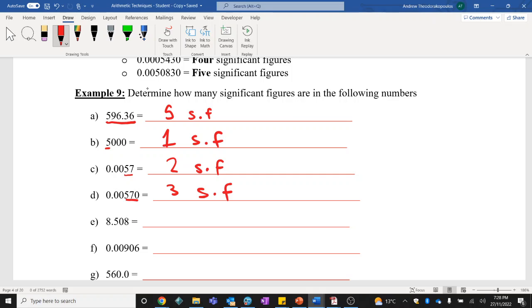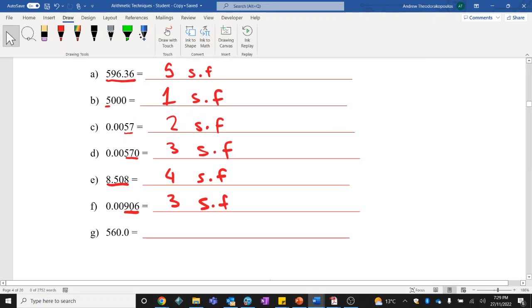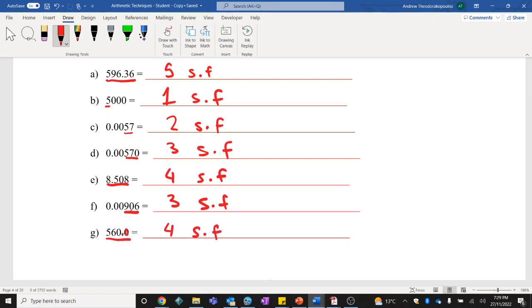Same thing. New rule here. Any 0 that's in between 2 non-zeros is significant. So we have 4 significant figures. Same thing here. This 0 is sandwiched between these 2. So we have 3 significant figures. All right, and now because we have a decimal point, 0.0, we know that all numbers are significant. So we have 4 significant figures.